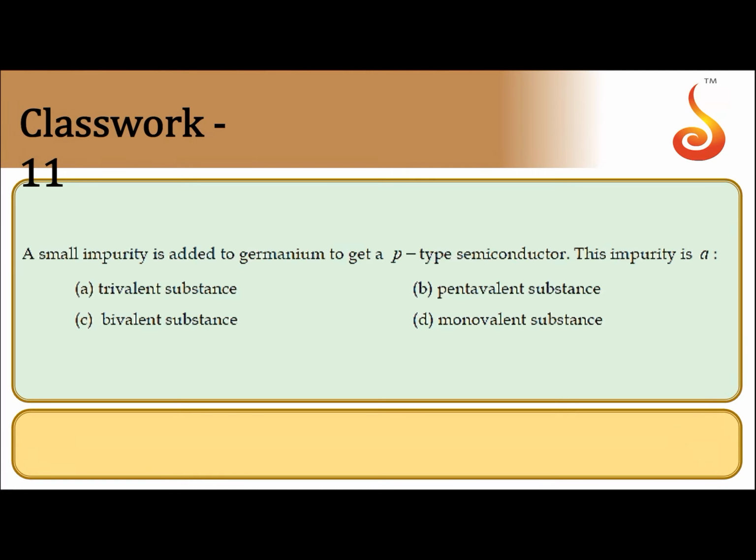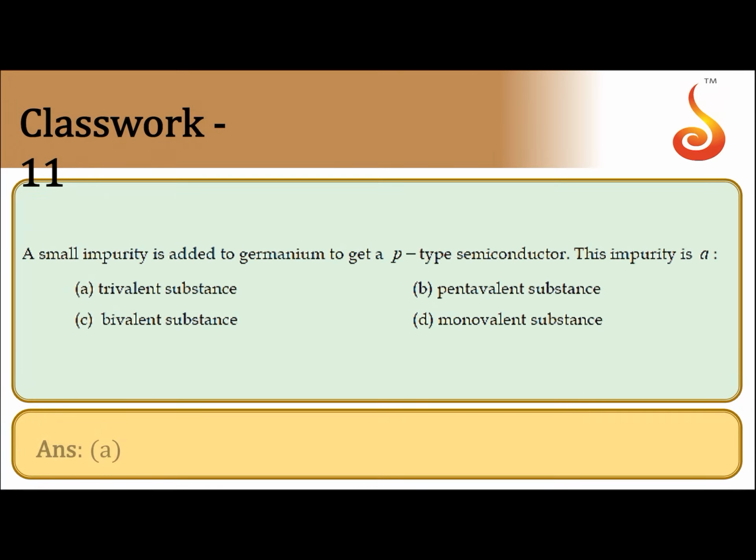Yes. Moving further, a small impurity is added to a germanium to get p-type semiconductor. Then impurity is a trivalent, pentavalent, bivalent, monovalent. So in order to get p-type semiconductor, we should add trivalent substance. So it should be option A.